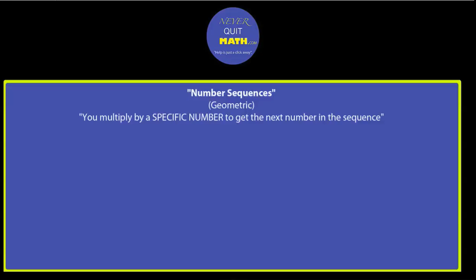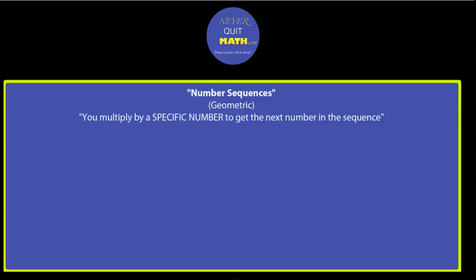Hey, what's going on? Continuing with our basic talk of number sequences, now we're going to get into what a geometric sequence is. A geometric sequence is basically when you multiply by a specific number every time to get the next number. You're multiplying. Before, when we did arithmetic sequences, we added a specific number. Now we multiply. So let's check it out.